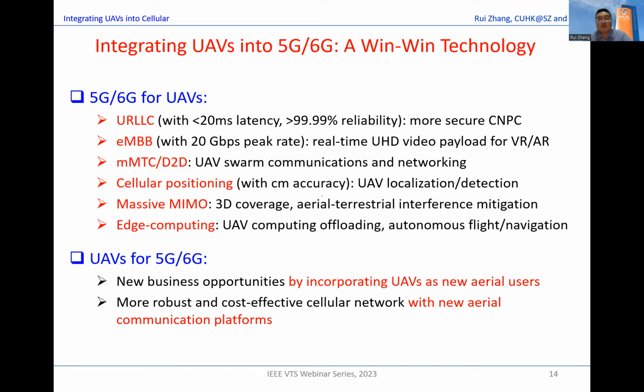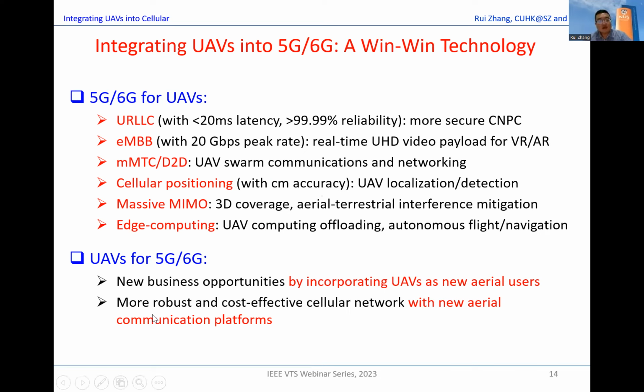For example, in 5G and 6G, we have many advanced communication features like URLLC, for very secure, reliable CNPC communication. We have eMBB, that can support real-time, ultra high definition video payload. And we also have mMTC and D2D that can enable UAV swarm communications and networking. And the other functions of the cellular network, like cellular positioning, massive MIMO, and edge computing, can all significantly improve UAV communication, localization, and sensing and computing. So they will help enrich more UAV applications in the future.